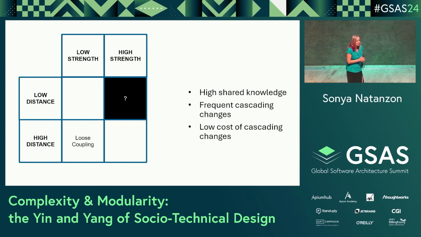Now let's take the opposite, high integration strength over low distance. Here we have high shared knowledge, lots of cascading changes. But because of the low distance, because the related modules are sitting close together, the cost of implementing those cascading changes is minimized. This is the relationship that we call high cohesion.